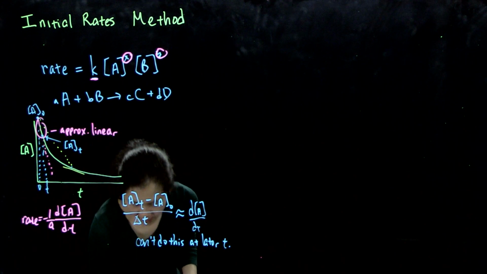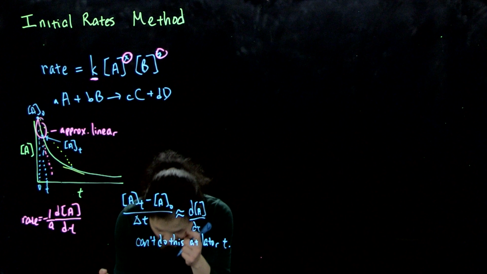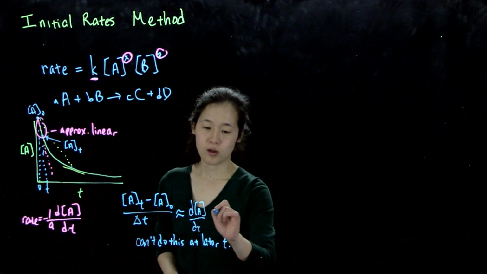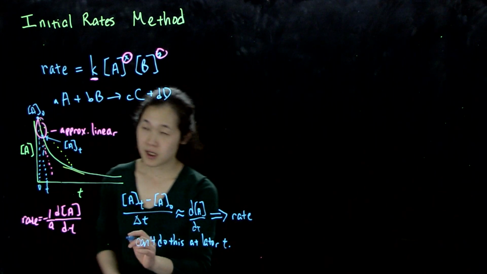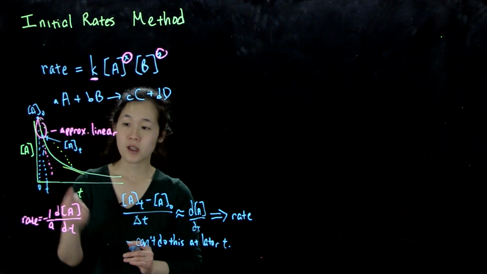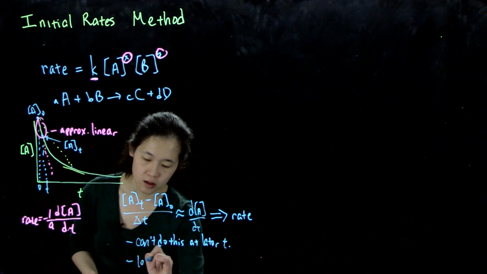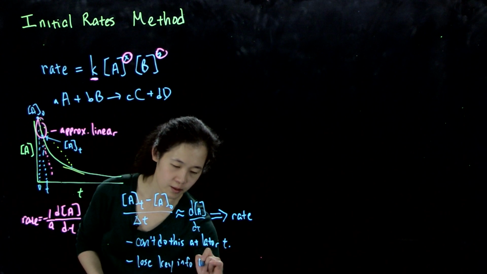So this is our method of initial rates. This is how we can get out reaction rates. The limitations of this method are that we can't do this at later t, and so we lose key information about mechanism that comes at later points.